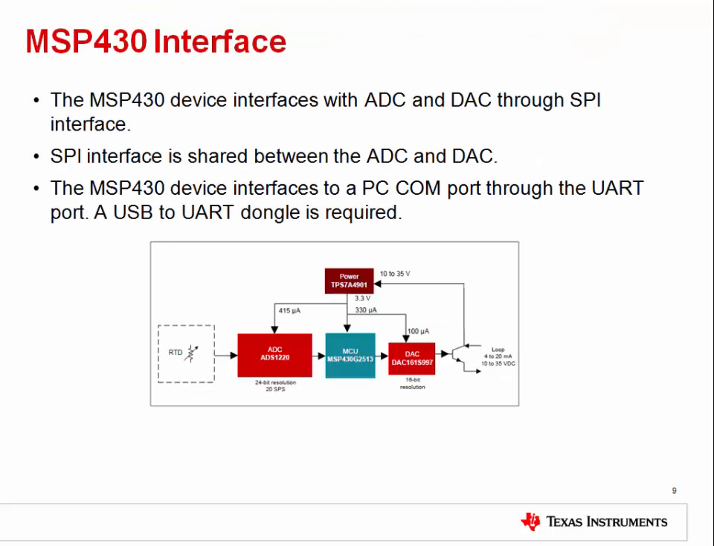Coming to the MSP430 selection and interface, the MSP430 device records the raw ADC code from the ADS1220 device that corresponds to temperature reading, applies offset and gain calibration, converts the ADC code to a resistance value, performs linear interpolation to overcome the nonlinearity, and converts the given temperature from the lookup table to the DAC current after correcting DAC gain and offset correction.